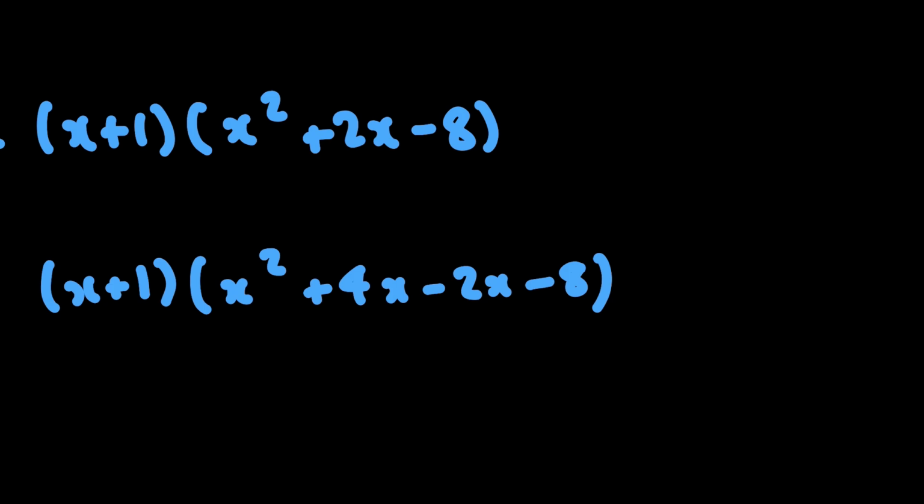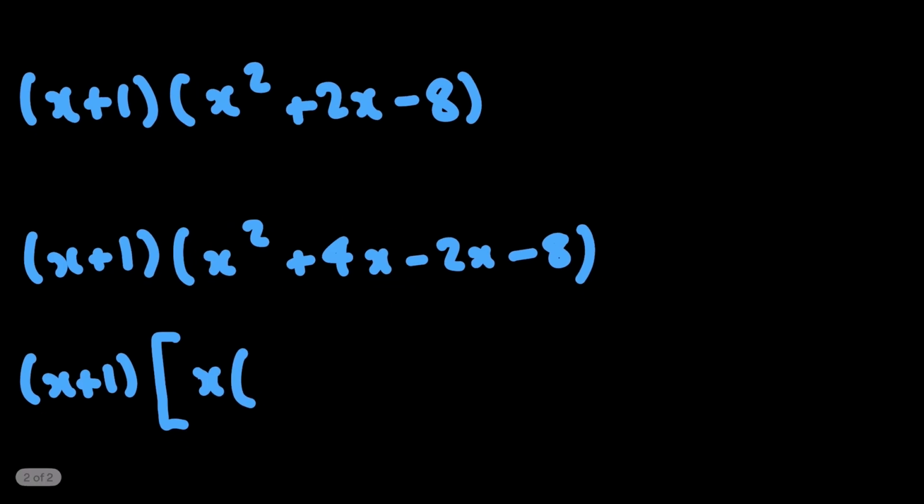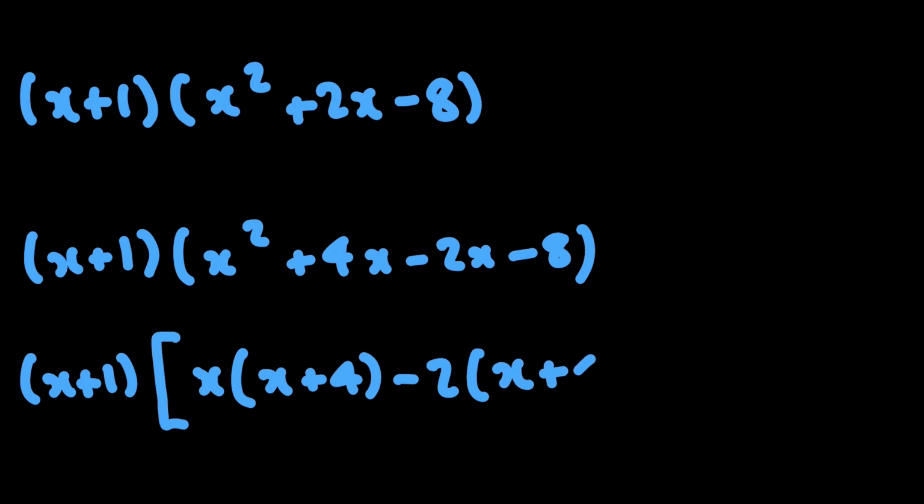Now what I can do is I can factorize x plus 1, and then I can factorize from here, I'll do a big square brackets. So from the first two terms here, I can factorize out an x. So if I factorize x, I'll be left with x plus 4. And for these last two terms, if I factorize out minus 2, because that's what's common between the two of them, I'll be left with an x plus 4.